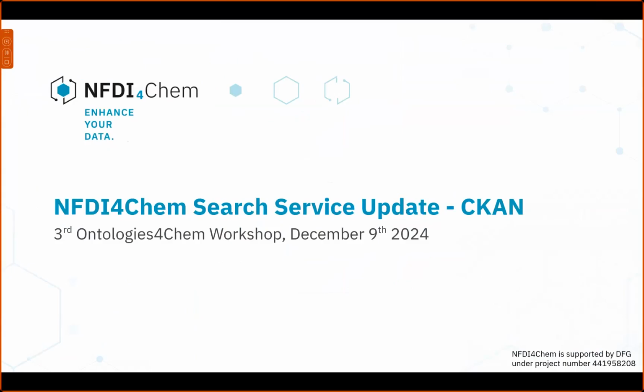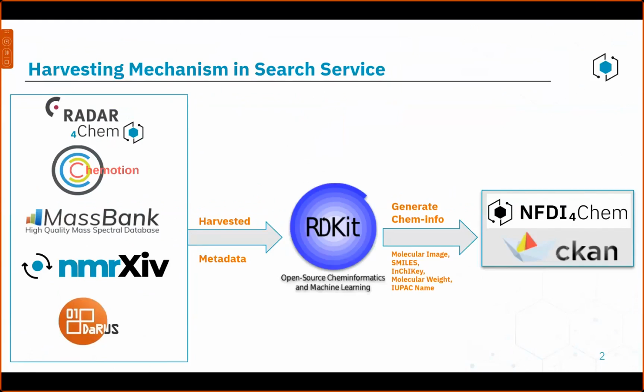And to briefly introduce how the harvesting mechanism works from different repositories, firstly, we harvest metadata of the datasets from various repositories, not only within the consortium but also outside non-chemistry specific data sources. So the metadata is enriched using Python libraries to generate molecule image, SMILES, and InChI, or any other chemical information that is missing, and that will also help us in searching datasets for the researchers and the users.